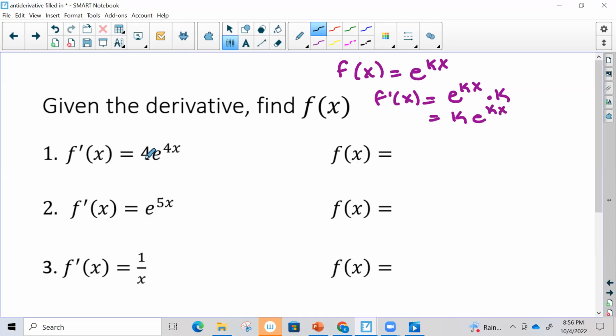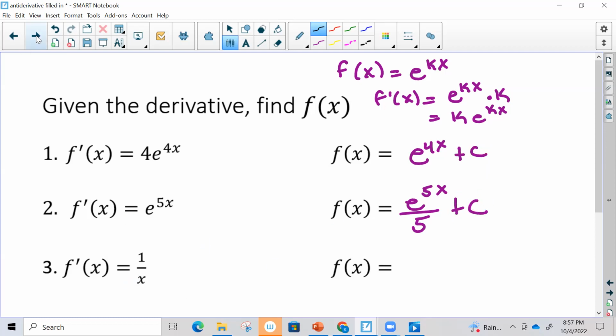So for example, if it was 4e to the 4x, then the original function would have been e to the 4x. If my derivative was e to the 5x, it would have been e to the 5x, but if I took the derivative initially, I would have that 5 in front. And since I don't have that in the original function, I would have to divide by 5 to get rid of it. And again, I should be putting my plus c.